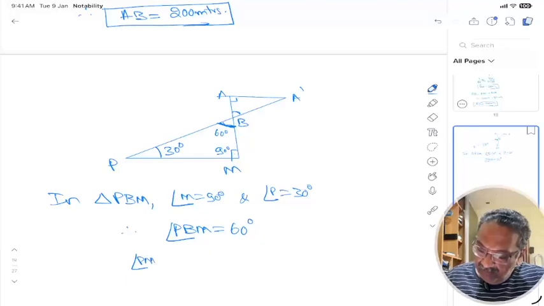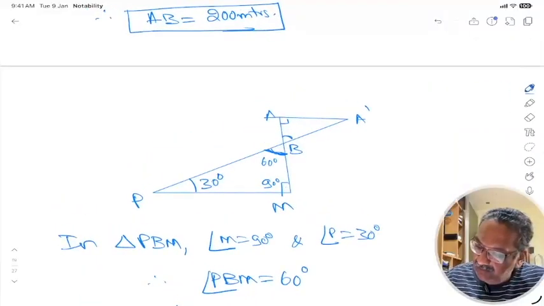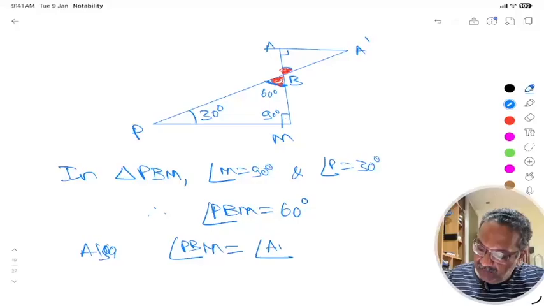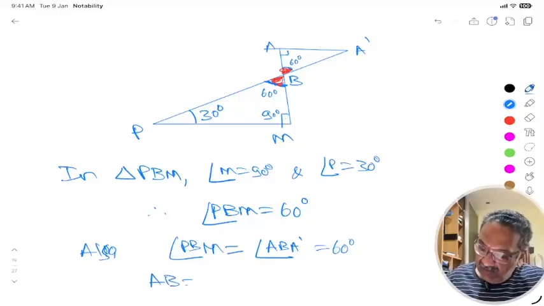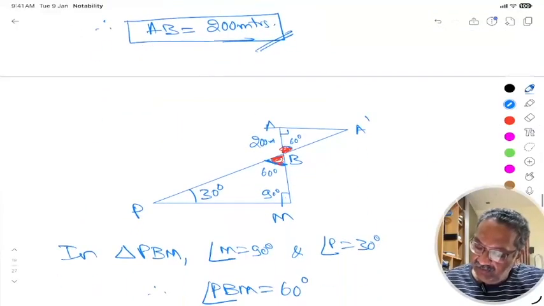Angle PBM, this angle, will be equal to angle AB A dash, which is equal to 60 degree. So this is 60 degree, right? We also know AB is equal to 200 meters. This is 200 meters. All right. Now we have to find the value of BA dash.